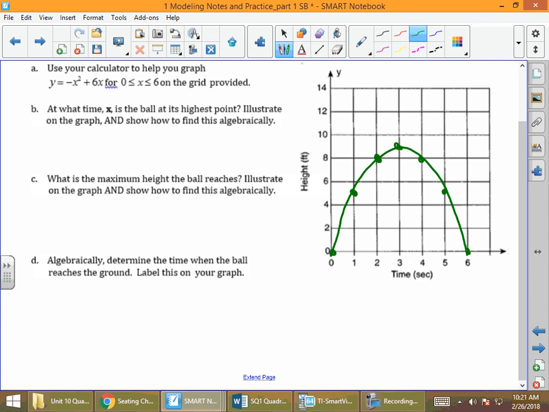And if we can get the picture drawn again, it's nice because we should be able to figure this out. But what I'd also like to show you is how do we figure it out if we don't have a graphing calculator? So as we look at the picture, the first question says, at what time x is the ball at its highest point? Well, here's our highest point, that point right there. And as we look at the graph, the time, which is along the x-axis, tells us that it's at 3 seconds.